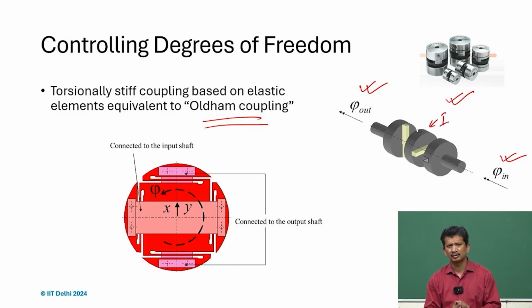this is the intermediate part which is doing all the shifting and moving in x and y directions, and tries to compensate if there is any offset or any misalignment, and that's how we address the offset between the two shafts. Because of the sliding surfaces, this has to be lubricated very often, and with the wear and tear we may have to replace it.